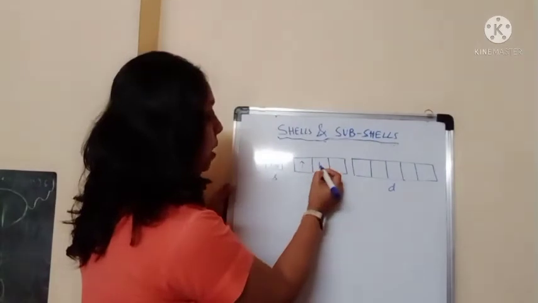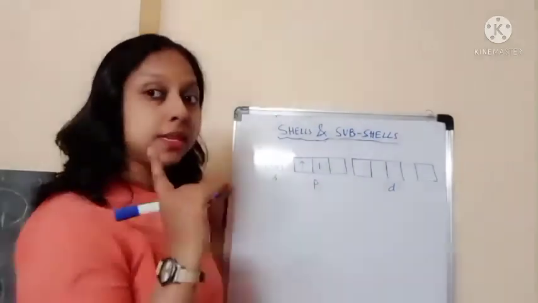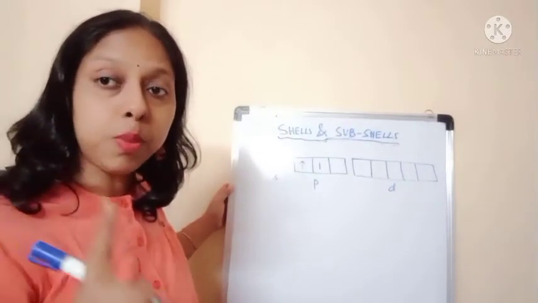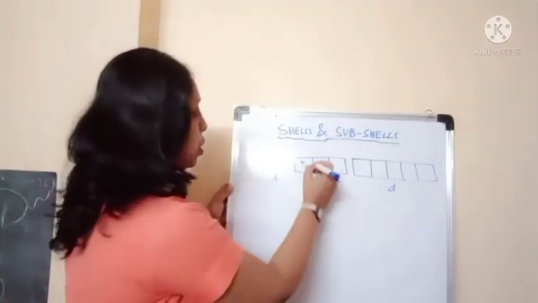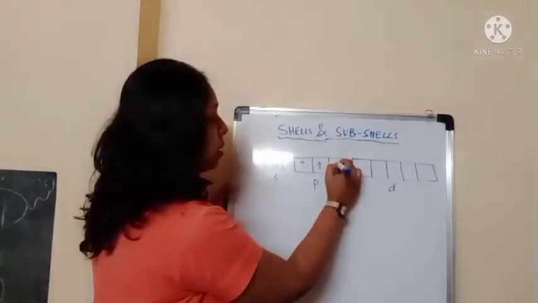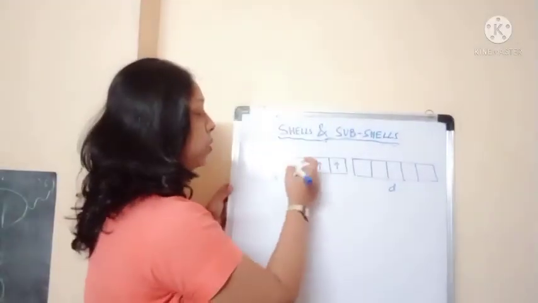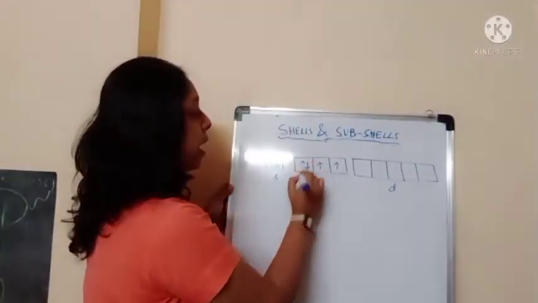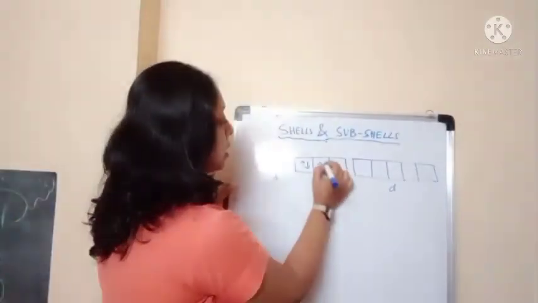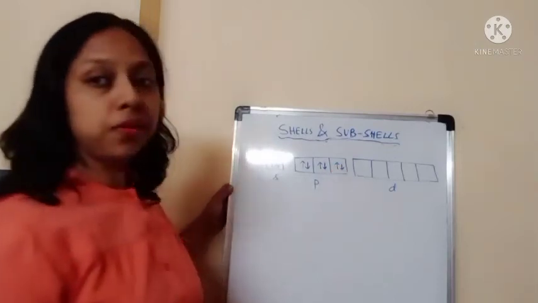Now when you are filling up this, remember they will fill up singly and in the same spin. They will be in the same direction. They will spin in the same direction. So the second one will also go this way. The third one, when it comes, will go here in this way. Now the fourth one, when it comes, will again go in this compartment and in the opposite spin. So the fifth one will be like this and the sixth one will be like this.